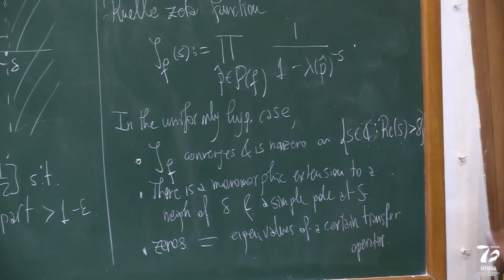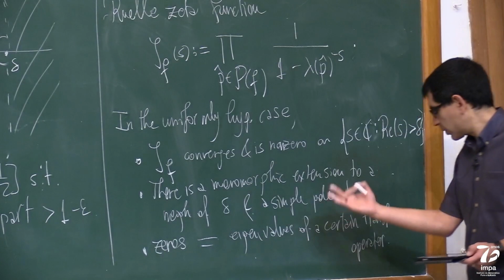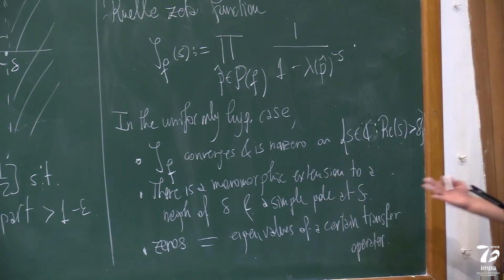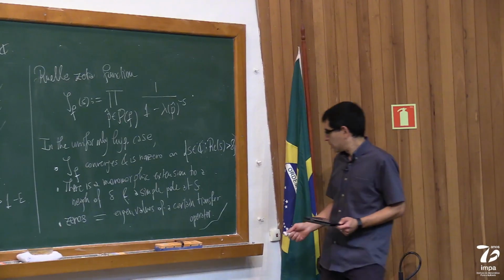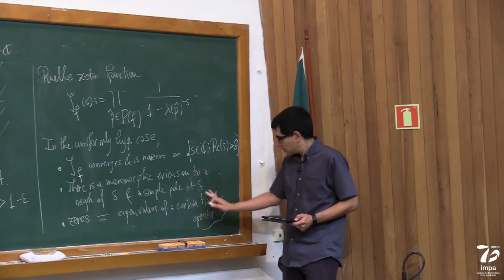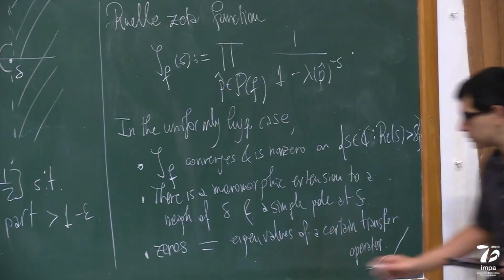Okay, so there is an interpretation of the zeros of the Ruelle zeta function, and that's somehow why we can do something about this, right? So basically, all the game is to get estimates on these transfer operators to show that there are no eigenvalues.